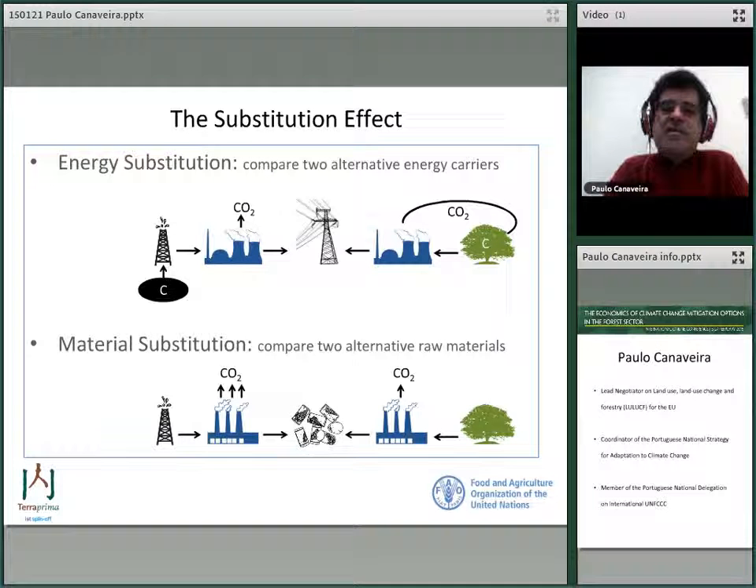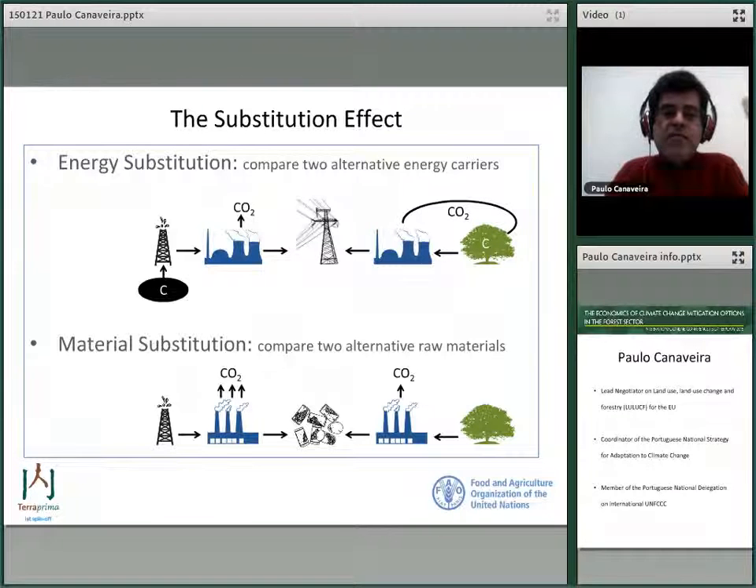The case of material substitution is slightly different. In that area, what we're trying to do is analyze, for the same function, the different impacts of using one material or another material. And therefore, it's really about seeing, if we have a need from society, what is the alternative to meet that need that requires less emissions in its production.